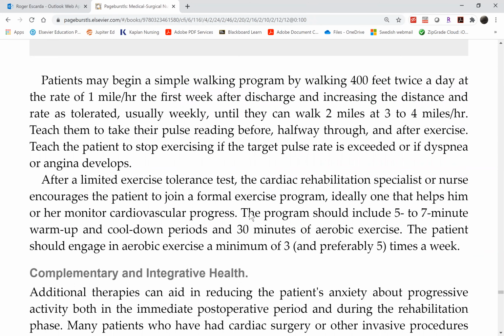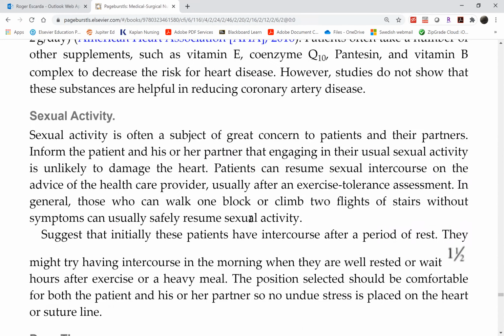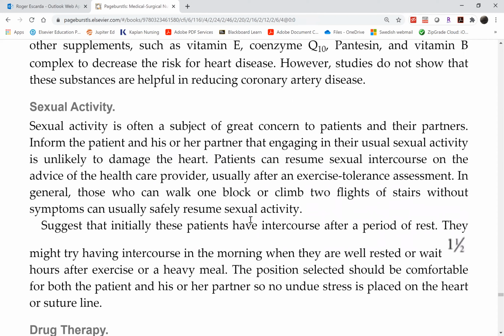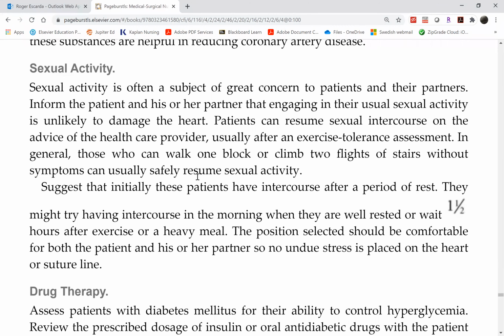One very important question is when can they resume sexual activity? So that is here. The best evidence-based instruction is not on the time period. You'll see somebody say, after 4 to 6 weeks, not really necessary, because can you go without sex for 4 to 6 weeks? No. Yeah, that's hard. So the better basis would be the level of exercise tolerance.